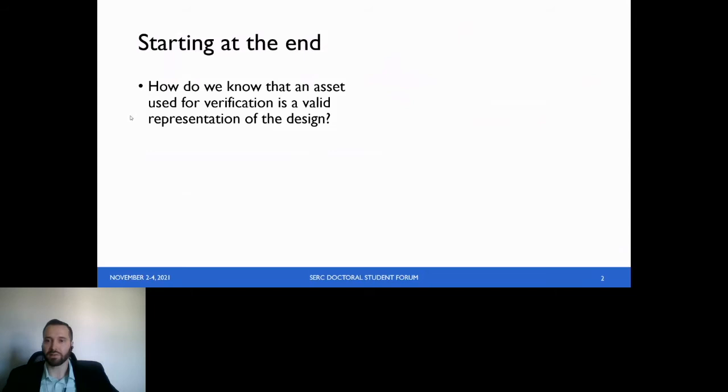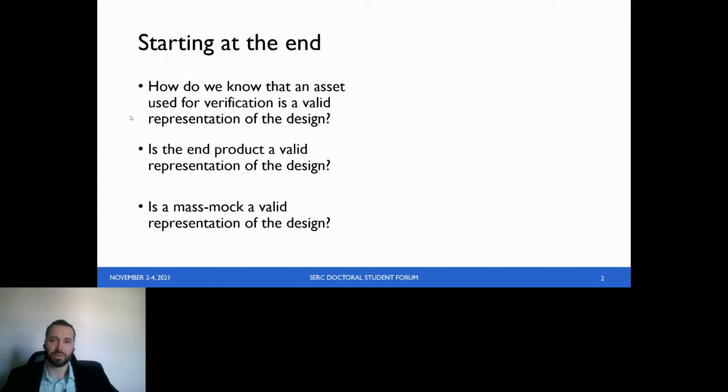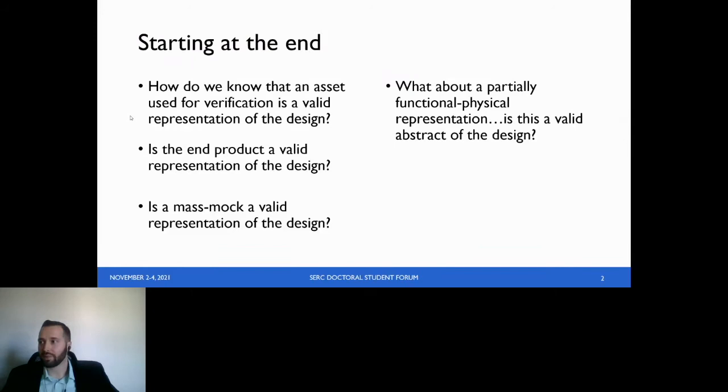And just one extreme example of a possible representation is, do we know that the design that's produced at the end product is a valid representation? Well, yes, I mean, it should be. Now, what about on the other end of the spectrum? What about a mass mock representation? Is that a valid representation of the design? Probably within a certain context. But what about something that's just a partial functionality? Do we actually know if those are valid representations of the design?